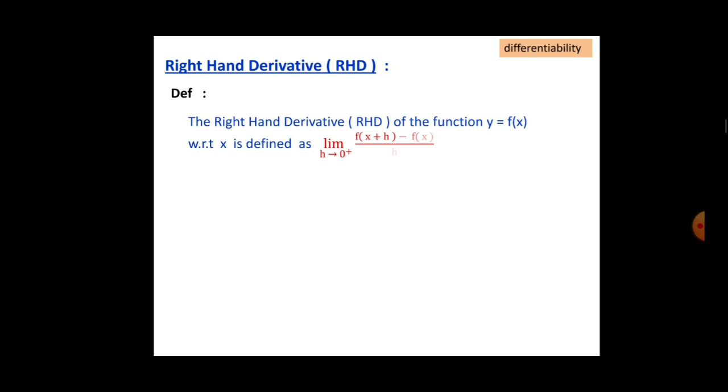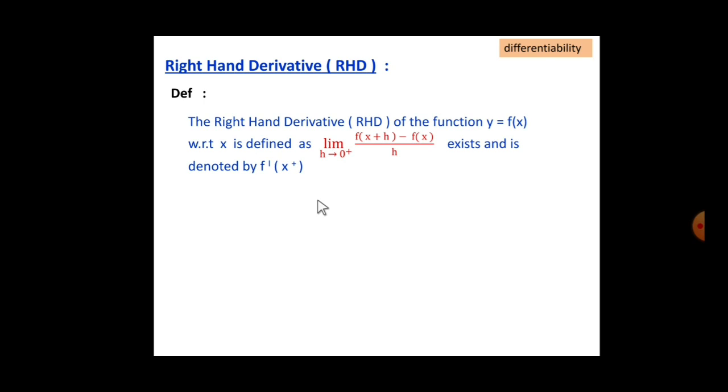Right hand derivative, in short, we write RHD. The right hand derivative of the function with respect to x is defined as the limit as h tends to 0 plus. So here you can see the change: h tends to 0, here we are taking 0 plus. The plus denotes that the limit we are getting is the right hand derivative. The limit of f of x plus h minus f of x divided by h, if it exists, is denoted by f dash of x plus.